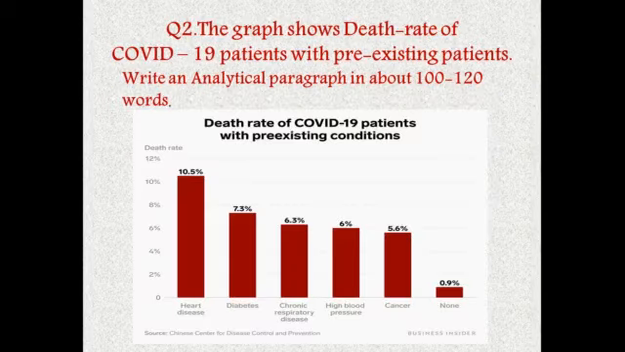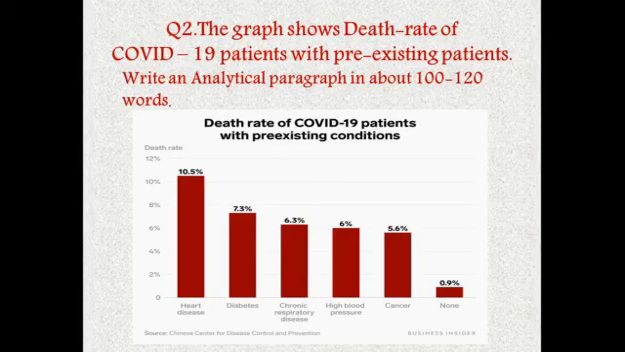I have another for you. Now, since we all know this pandemic is going on due to COVID-19 and many people have unfortunately seen death, here we have a graph showing the death rate of COVID-19 patients with pre-existing ailments. Write an analytical paragraph in about 100 to 120 words.